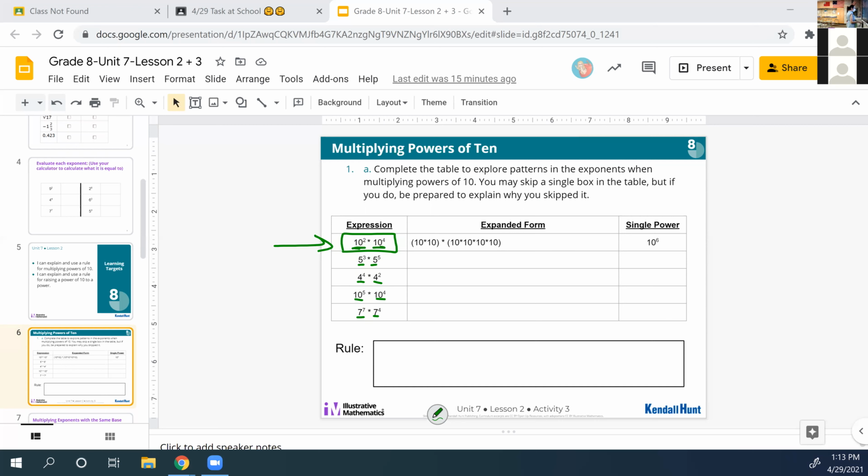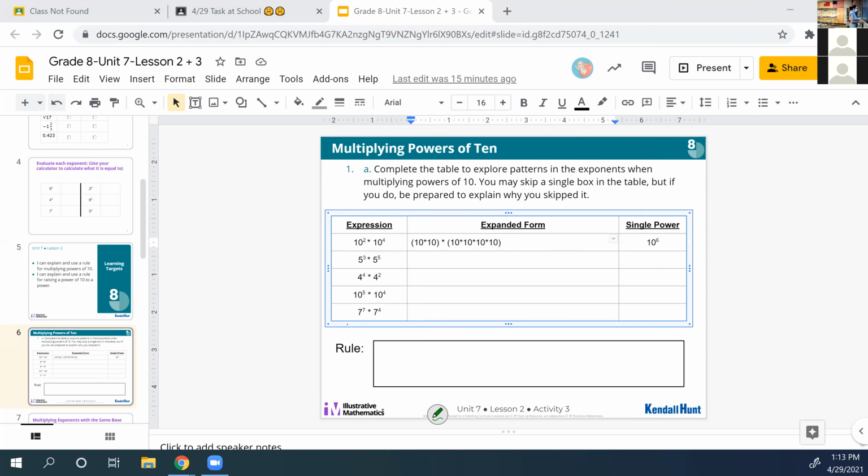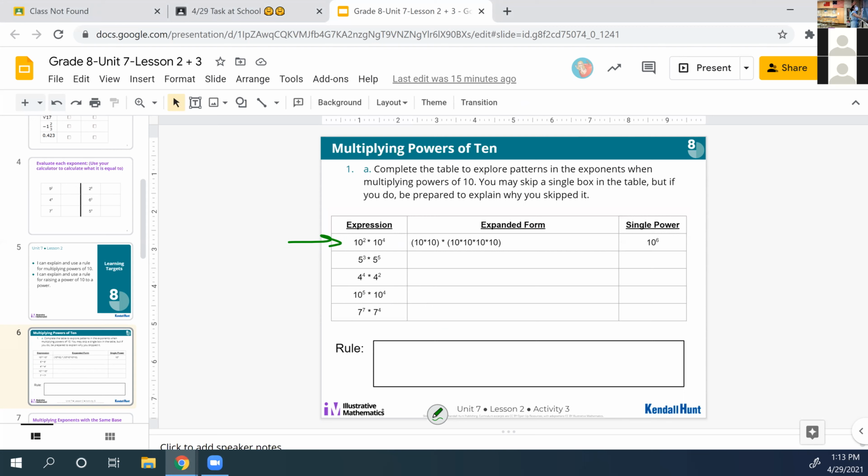So let's take a look at what these mean. So when we look at each one of these exponents, we can expand them out. So if we look at this first one here, it says 10 to the 2nd times 10 to the 4th. That means we're multiplying 10 two times, 10 times 10. And then we're multiplying that by 10 to the 4th, which means 10 four times. 10 times 10 times 10 times 10.